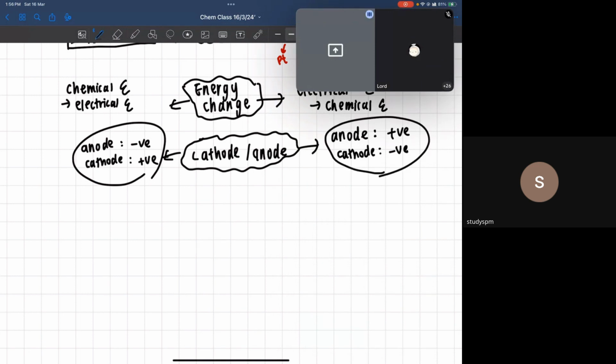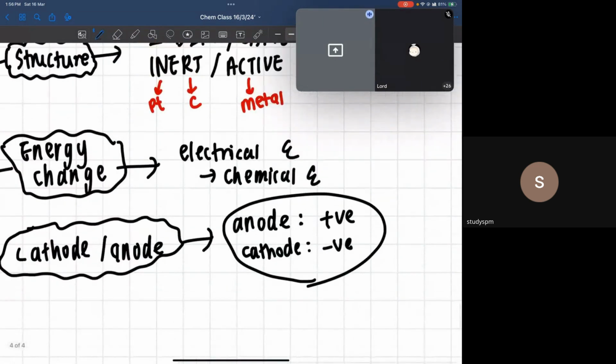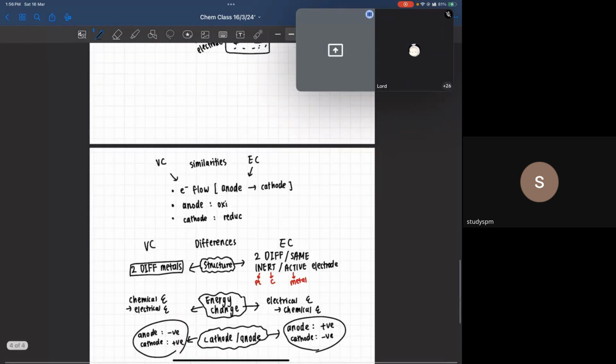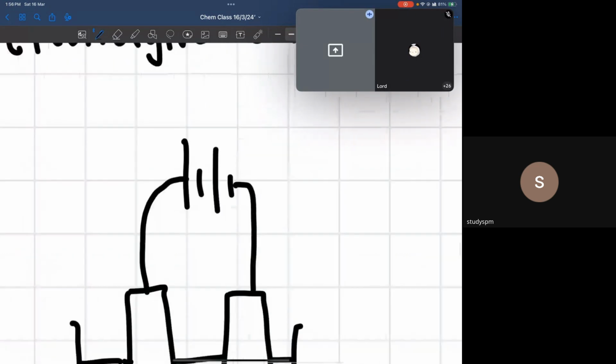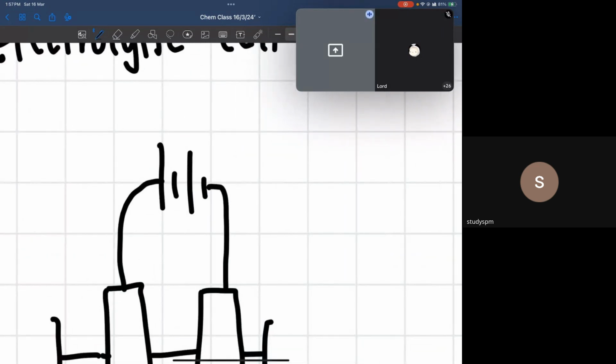Okay, macam ni kan. For this one, there must be a power supply. Okay, we draw it again. We draw it here. If you know how to read the dry cell, the long stick one is positive, and the short stick is negative, right?